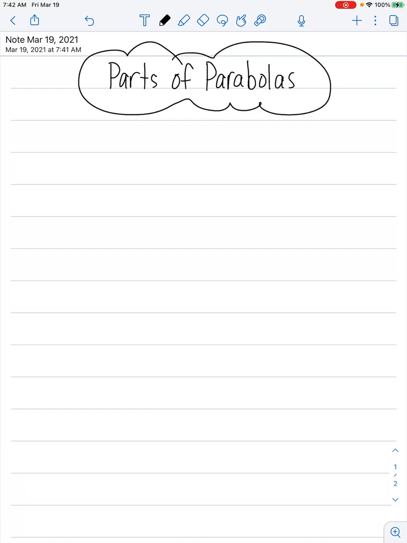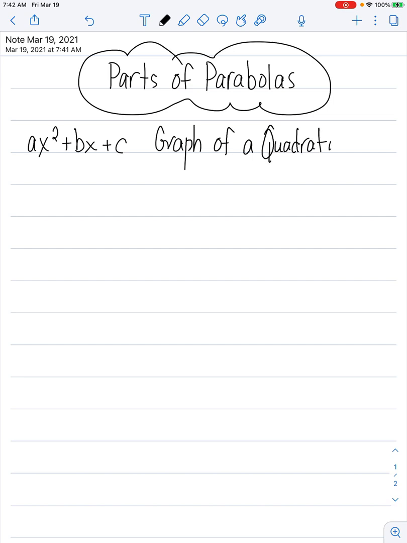So today we're going to take a look at parts of parabolas. Well, what is a parabola? A parabola is the graph of a quadratic function. Okay, and remember, the equations that we've talked about so far are ax squared plus bx plus c, and the graph of a quadratic function.